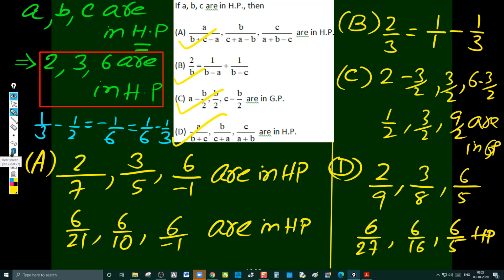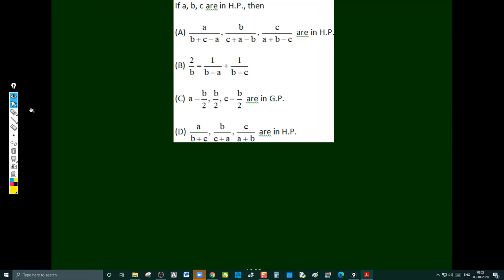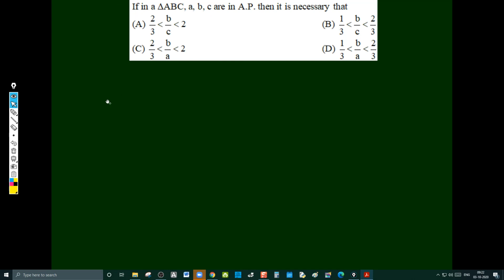In a triangle ABC, the sides A, B, C are in AP, and then it is necessary that, just comfortably go for verification. In a triangle ABC, A, B, C in AP means take a right angle triangle with least Pythagorean multiples. A, B, C is equal to 3, 4, 5. It forms a right angle triangle.